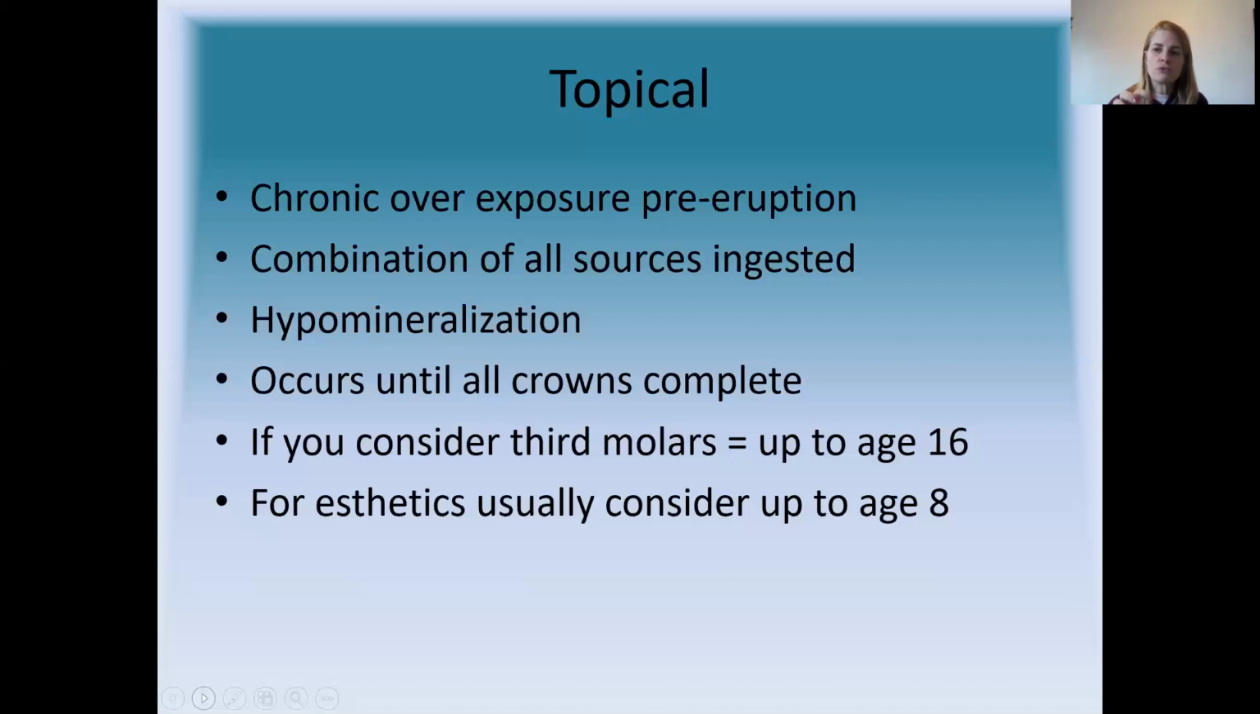The crown of the tooth forms first and then the root forms. And for aesthetics, when you're looking at the anterior teeth, it's up to about age 8 or 9, because those teeth are erupting and the crowns of those teeth are formed. If there is fluorosis evidence, typically you will see it on all the teeth that were forming at that same time.